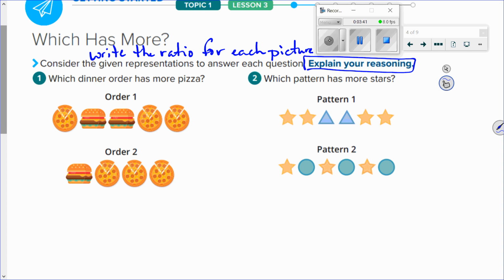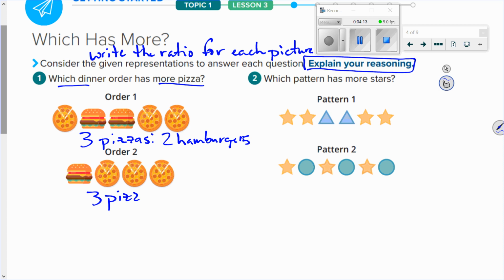Okay. So we had 2 parts on this. First part was to write the ratios. Second part was to answer the questions that were being asked. So which dinner order has more pizza? If we start with our ratios, it should make this easier, right? So on my first one, I have 3 pizzas, 2 hamburgers. For the second one, I end up with 3 pizzas, 1 hamburger.